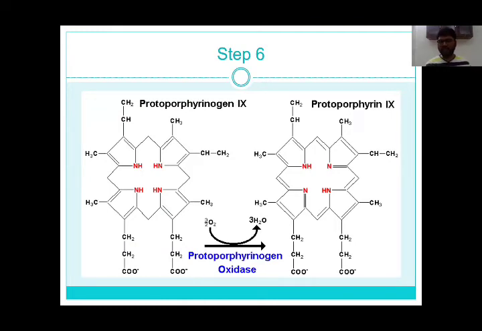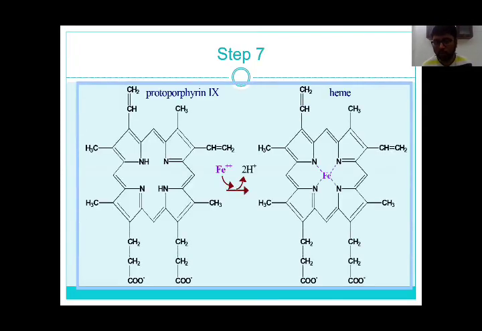Got it? Next, once we get protoporphyrin, what is the next and the last step? Inserting the precious stone, our iron. This insertion of iron is done by an enzyme ferrochelatase to form our heme, which can in turn be utilized for the synthesis of hemoglobin and other heme containing compounds. So this is how the heme is synthesized from succinyl-CoA and glycine.